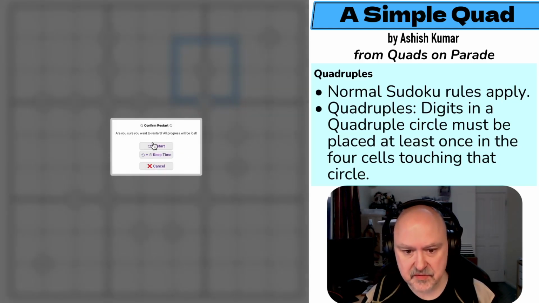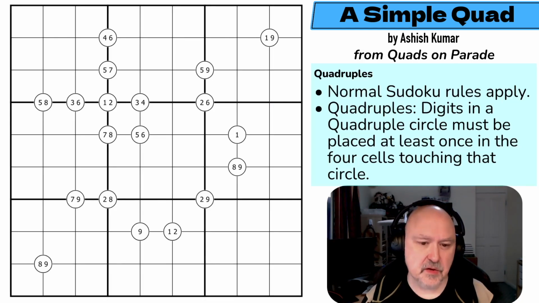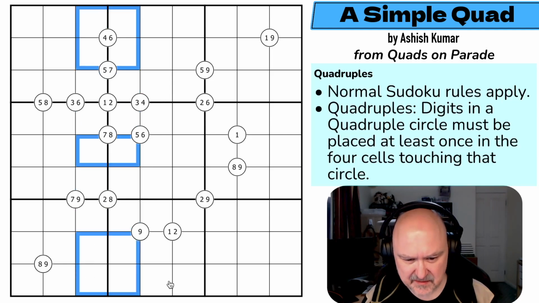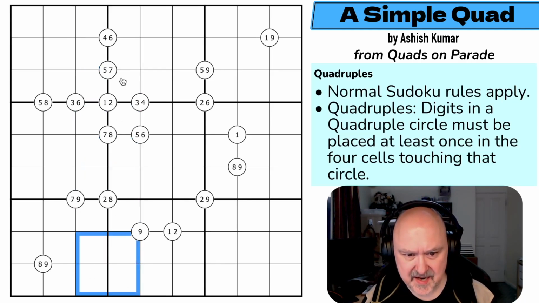I'm going to restart the puzzle to restart my timer. Let's give this a shot. So, the first thing you look for with quadruples is pointing sets. For example, we can see that 2 must be here and 2 must be here. So we could never put 2 in any of these cells, but that's not really doing much. 8 must be here and here, so we can't put 8 in any of those cells.